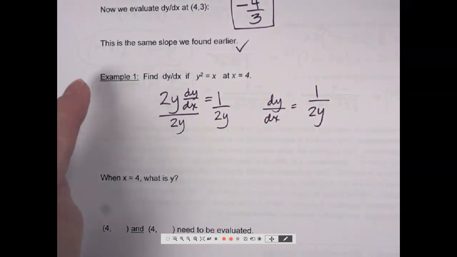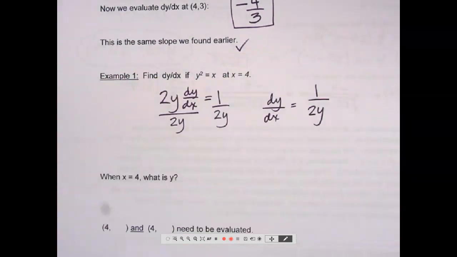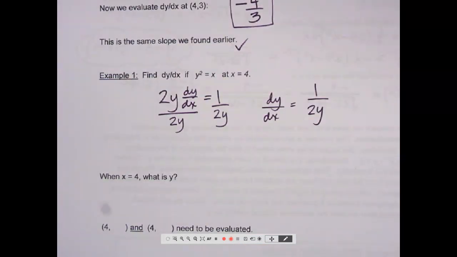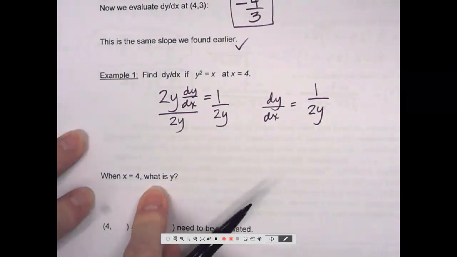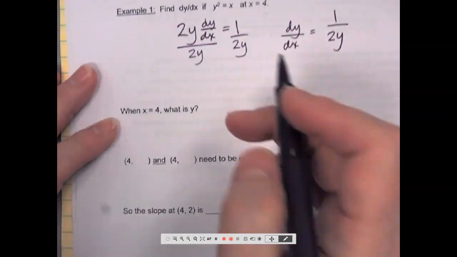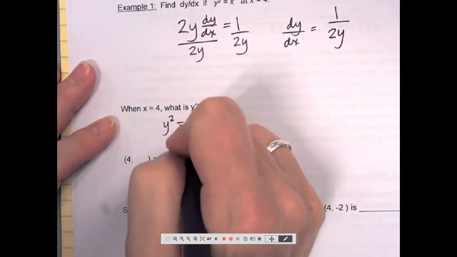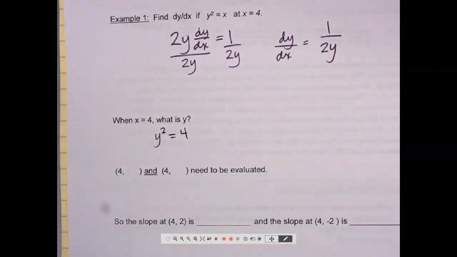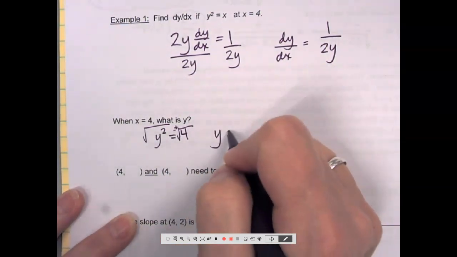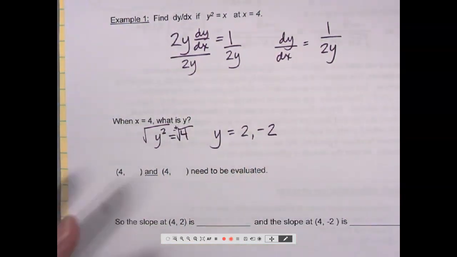Okay, go back and see what we're looking for. At x equals 4. Well, that's great. I don't have an x here, so I've got to find the y that goes with the x. Okay, so when x is 4, how would I find y? Plug it back into the original. Okay, so I would have y squared equals 4. What is y? Plus or minus 2. So y equals 2 or negative 2, because I can square both of those and get 4.